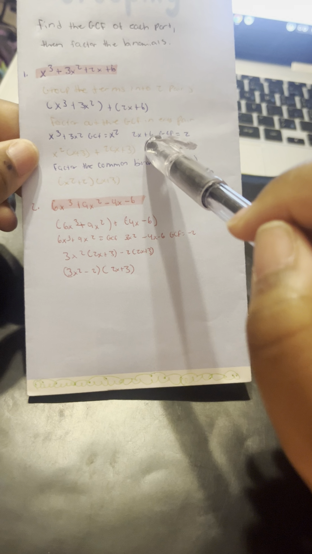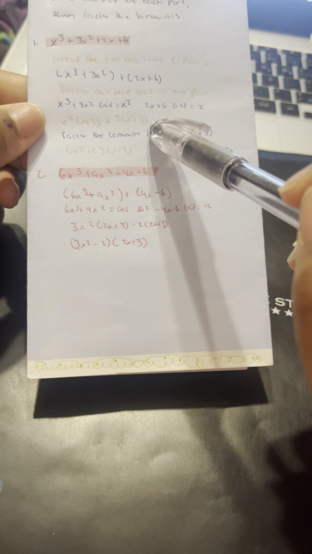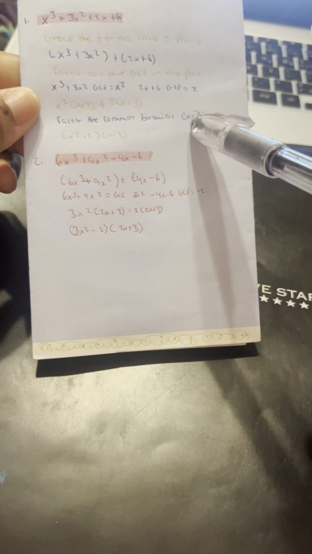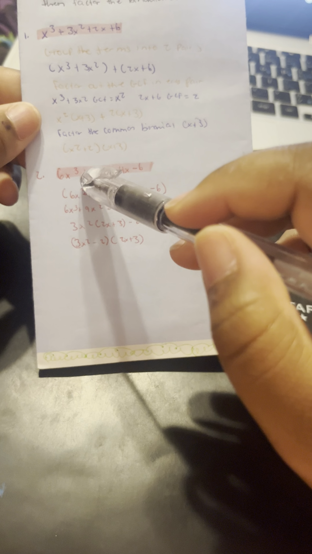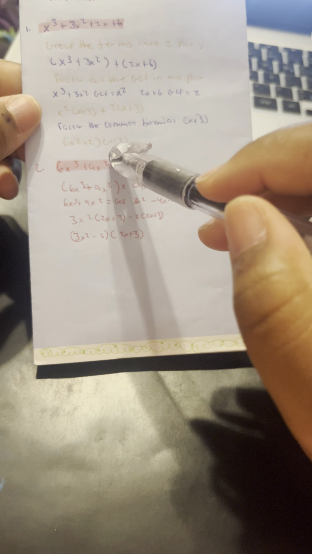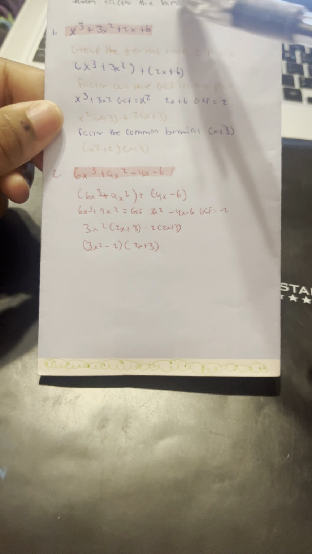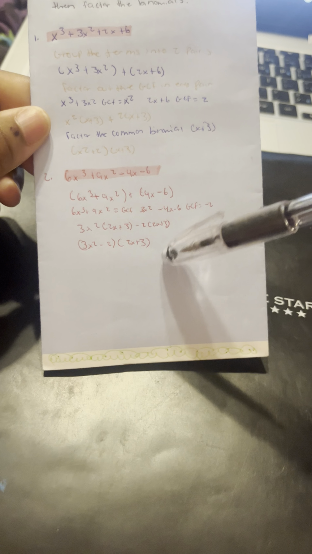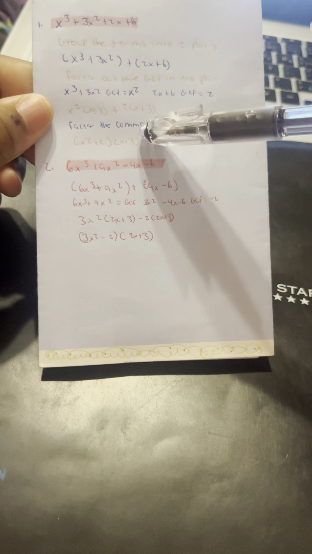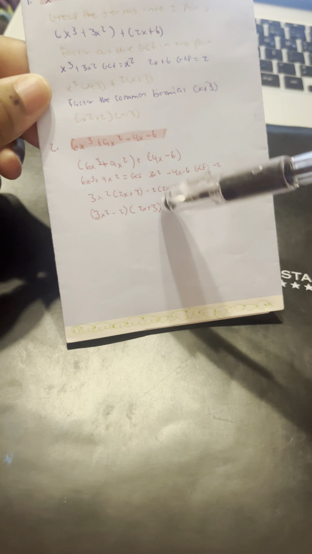So x squared times x plus 3 plus 2 times x plus 3. Factor out the common binomial, x plus 3. So x squared plus 2 times x plus 3 is the answer. You follow these exact same steps up here as you do down here, and you should get this answer.